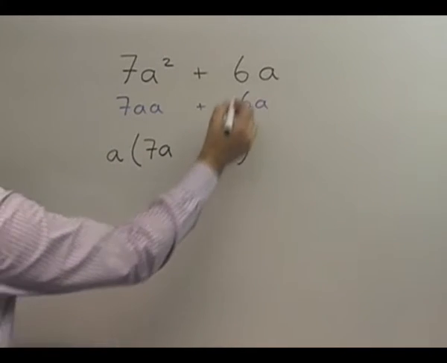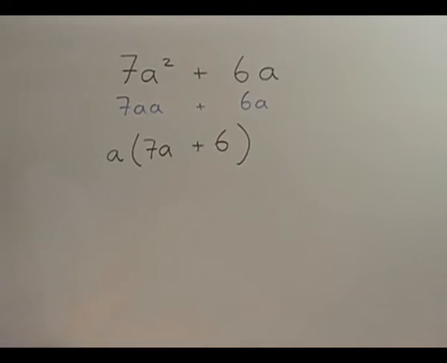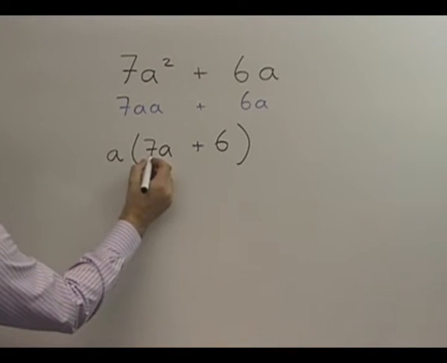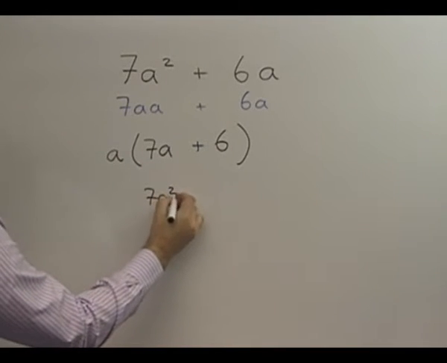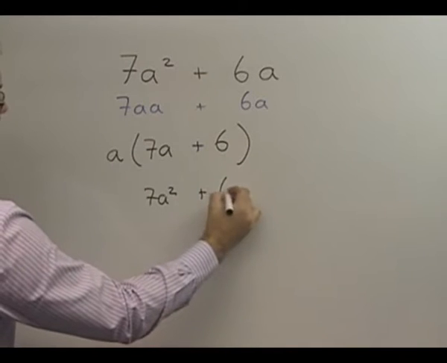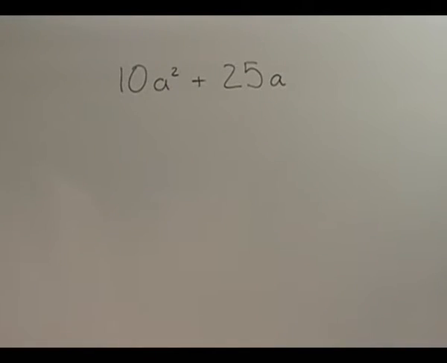And a times what is 6a? Well, that's 6. So I'd have a times 7 times a, which is 7a squared, plus a times 6, which is 6a. This really is at the top end of the examples. There are slightly more complicated ones, but here you've got both number and letter factors.